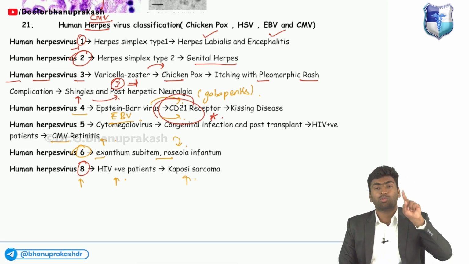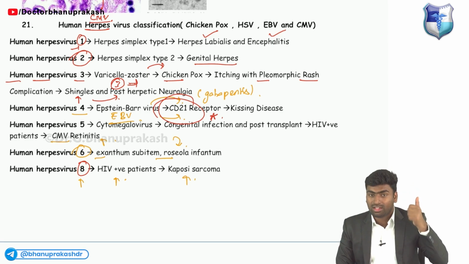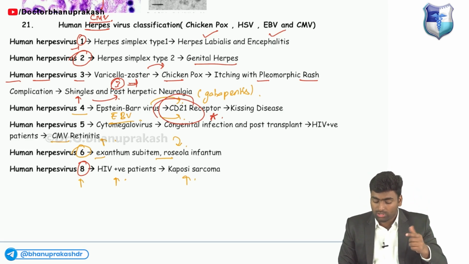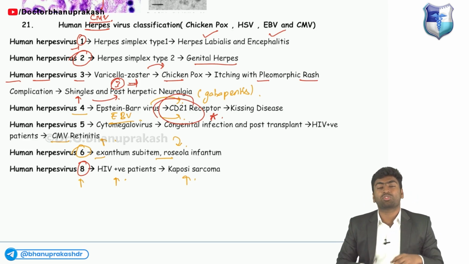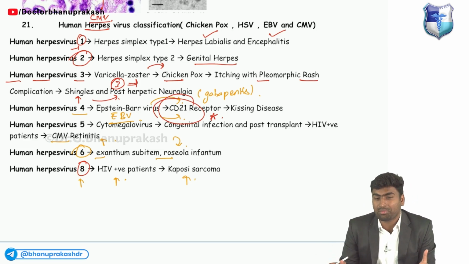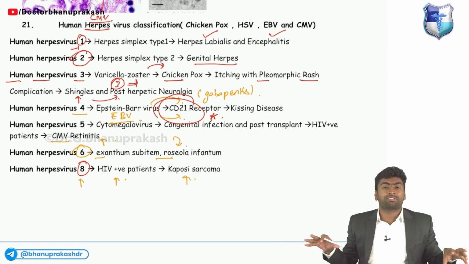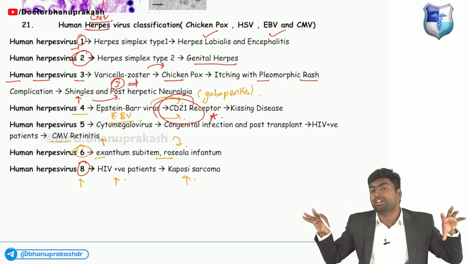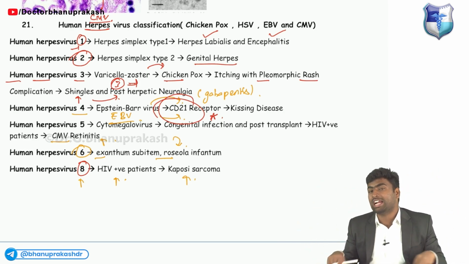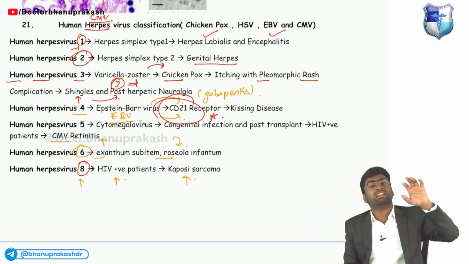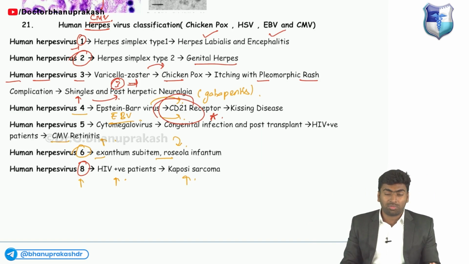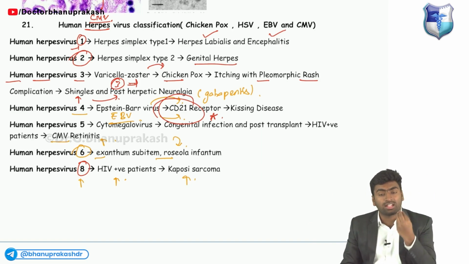So remember, HHV1 is herpes simplex type 1. HHV2 is herpes simplex 2. HHV3 is chickenpox, which shows a pleomorphic rash. Pleomorphic means different types of rash or different stages of rash at the same time, and it is associated with itching. If it resolves and then reactivates in older age from a dormant condition, it is known as shingles.